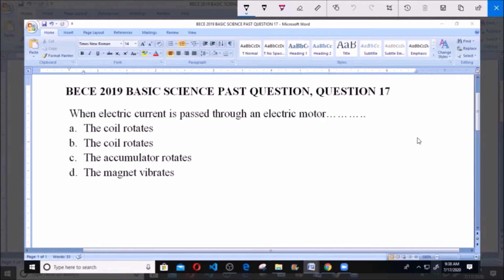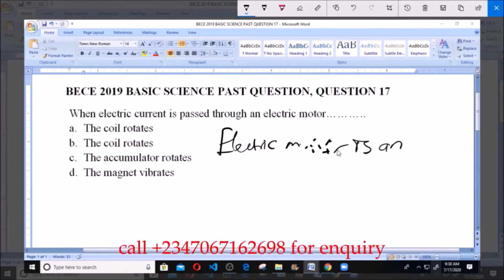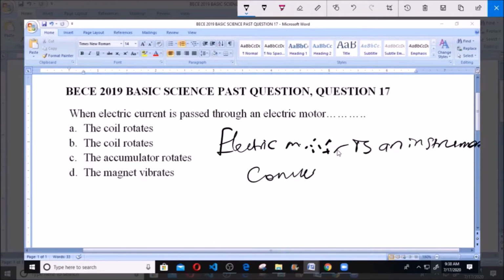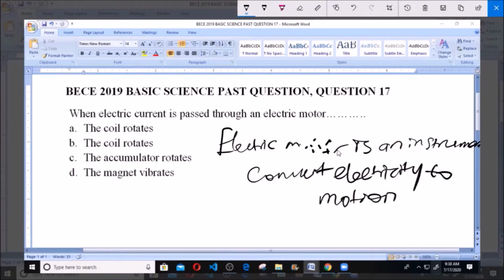Now, before we pick our answer, I'd like us to understand that an electric motor is an instrument that converts electricity to motion. That is, it converts electricity to mechanical energy. And now, how does it do this? It does this through the help of a magnet.